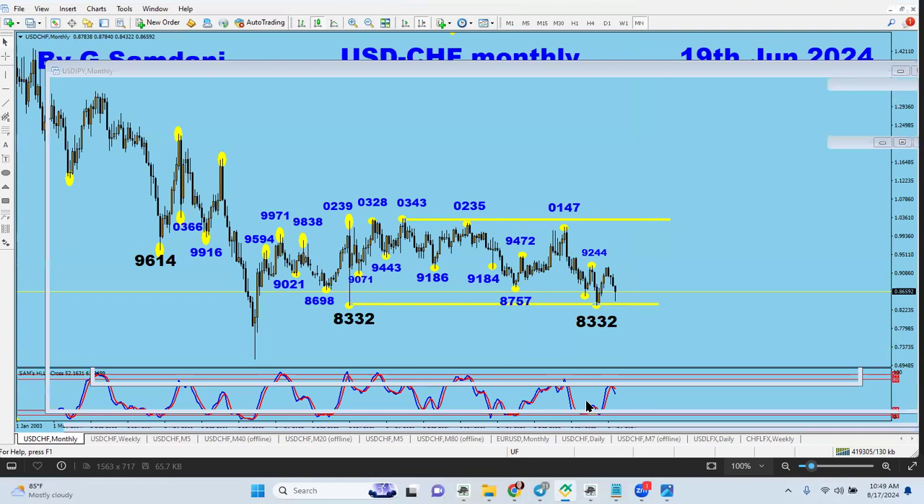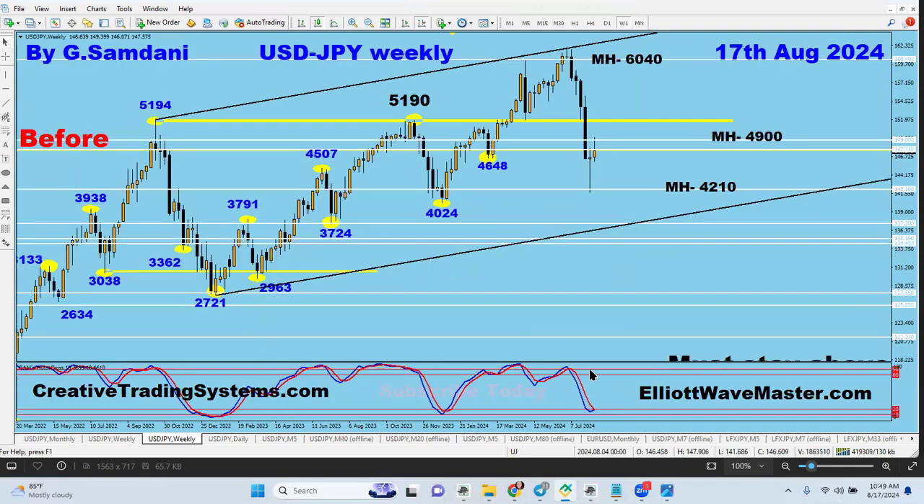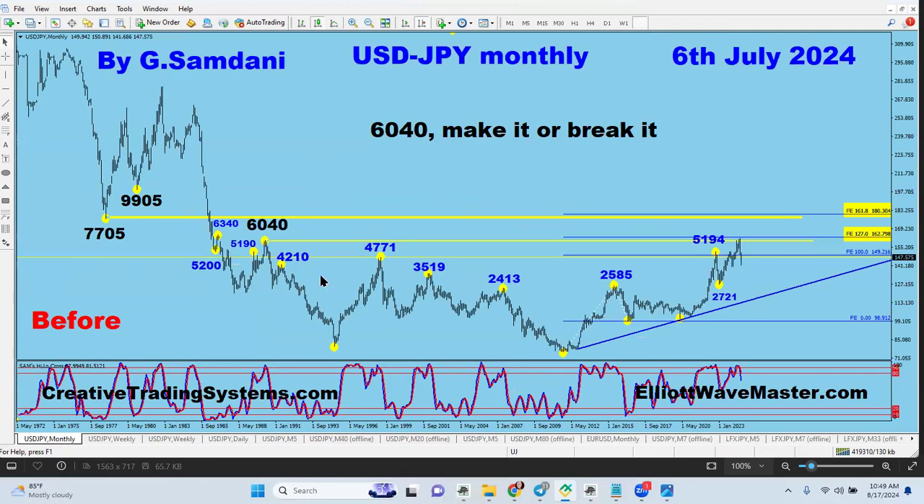USD yen. Now USD yen is influenced by the yen more than the USD. It moves because of the yen. It moves because of the USD as well, but the more force is from the yen index. So I will make that video separately. But let's take a look at the monthly chart.